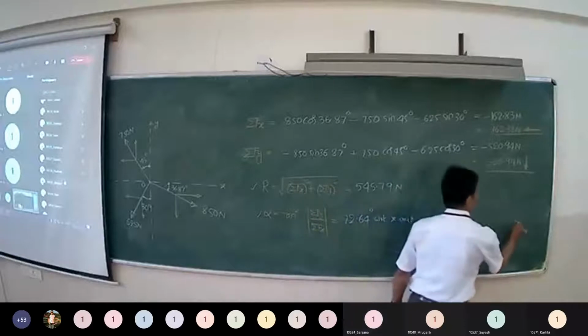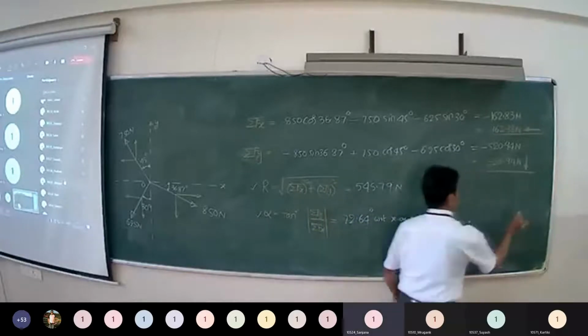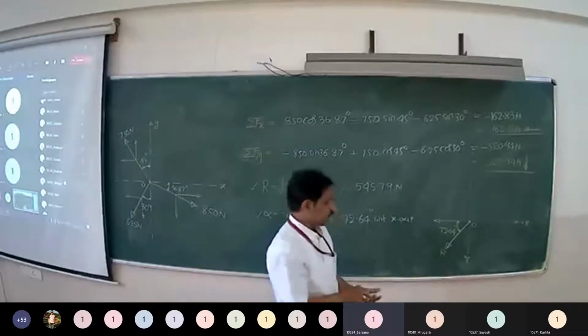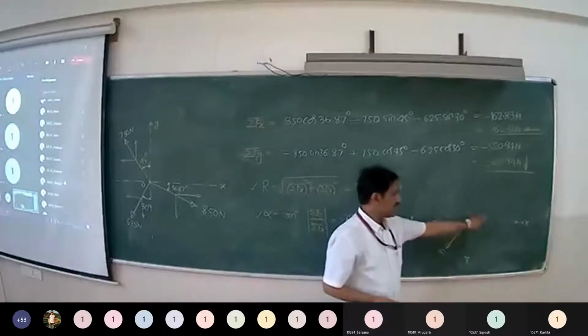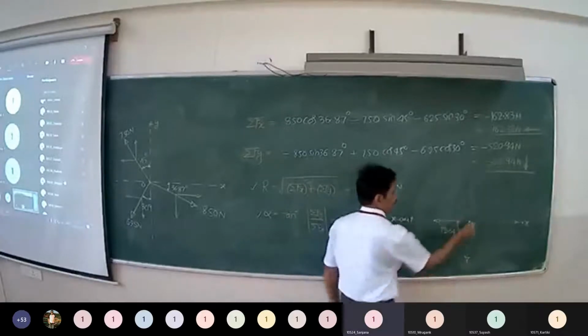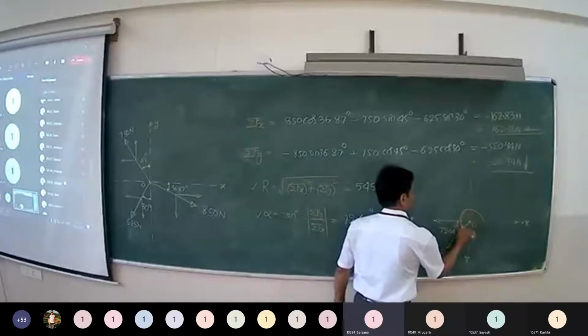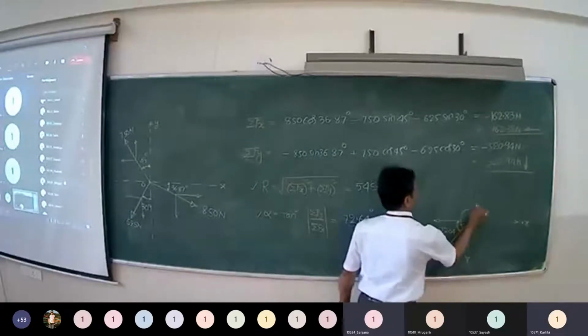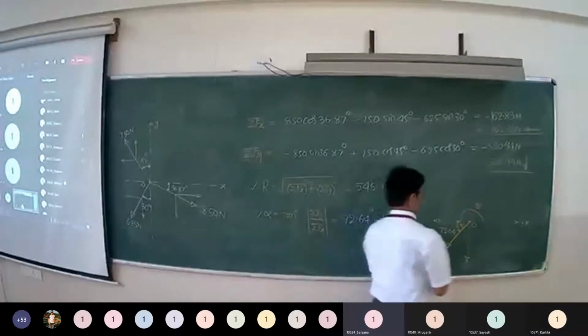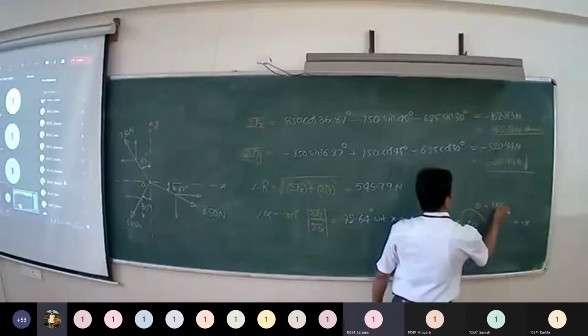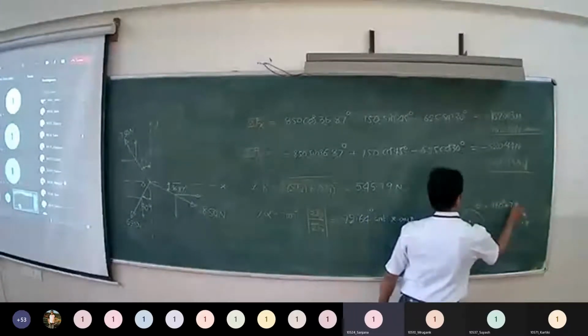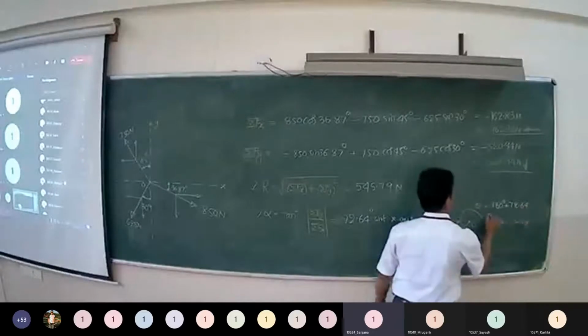Now you are asked to find the direction of the resultant with respect to the positive x-axis measured in anti-clockwise direction. 180 plus 72.64. Right.